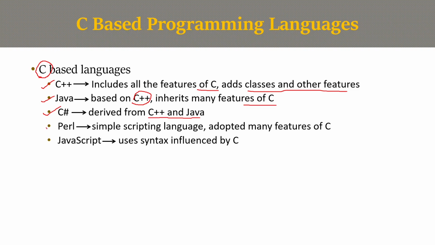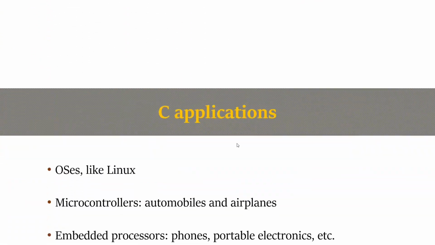After that, we have the Perl language, which is a simple scripting language that adopted many features of C. Then we have JavaScript, whose syntax is heavily influenced by C.